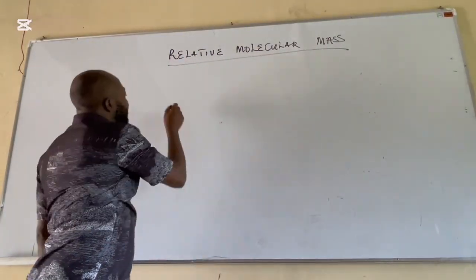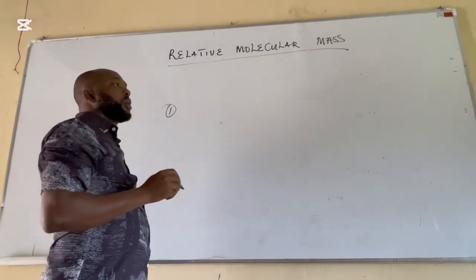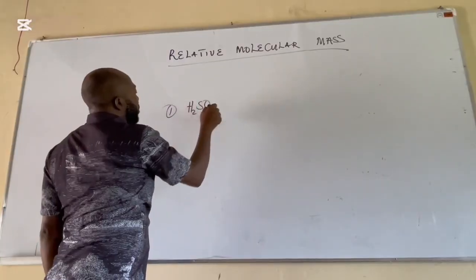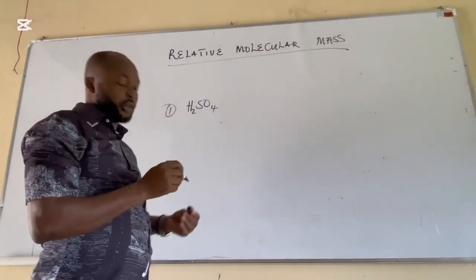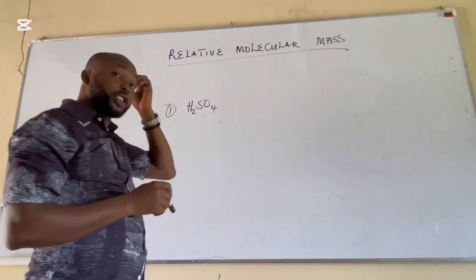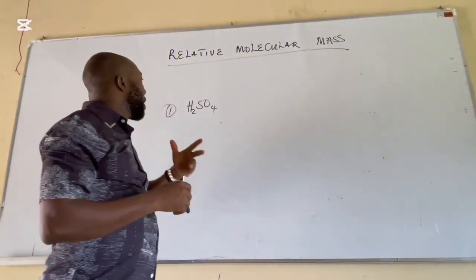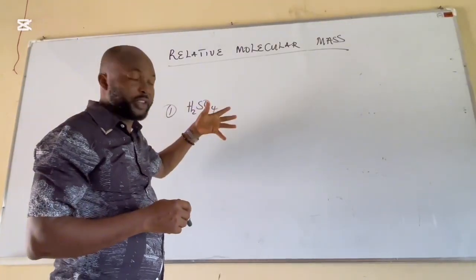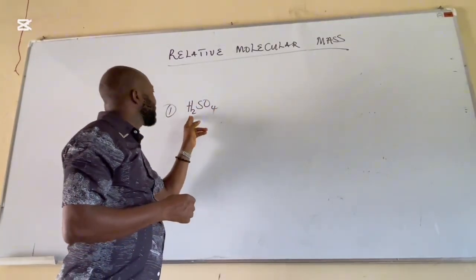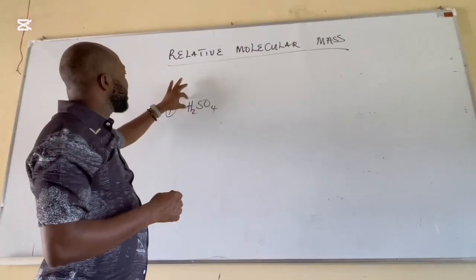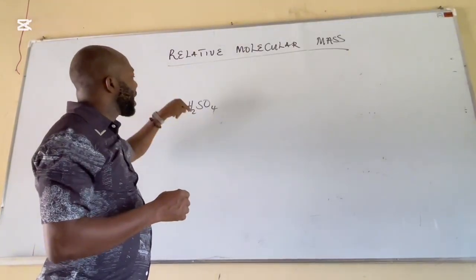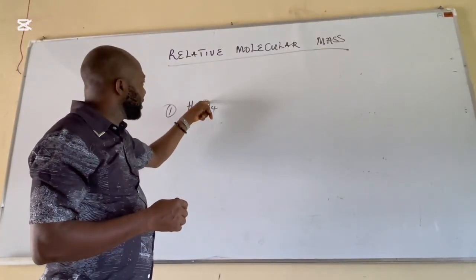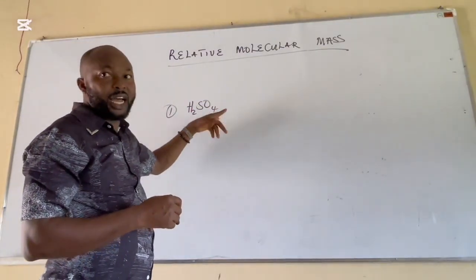Now, if we're taking the first one, for example, H2SO4, we want to calculate the relative molecular mass of this compound, tetraoxosulfate(VI) acid. Our knowledge of the various atomic masses becomes what? Significant. So in this one, there is a subscript. Whatever is the atomic mass of this must be multiplied with the subscript, plus this multiplied with the subscript, and that is how we continue.